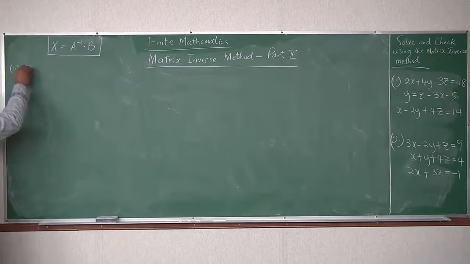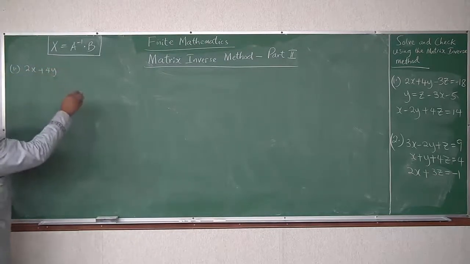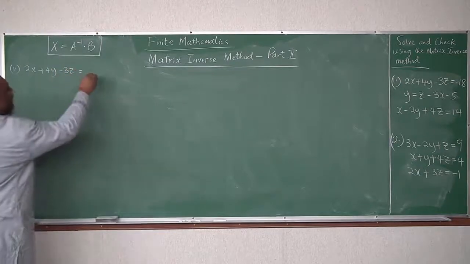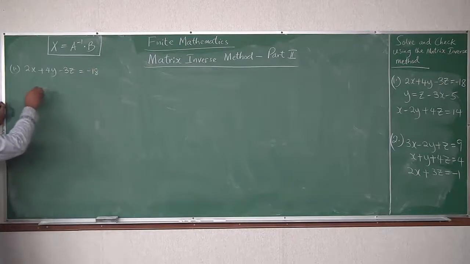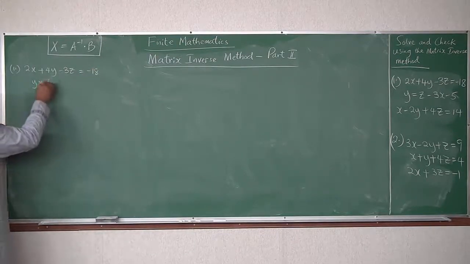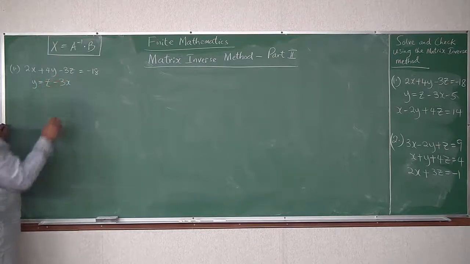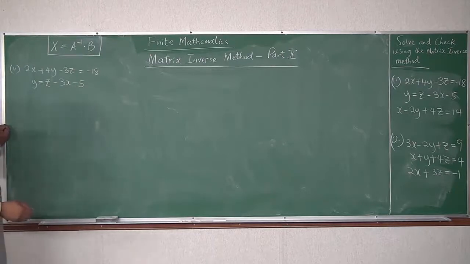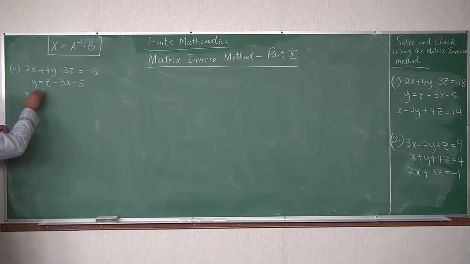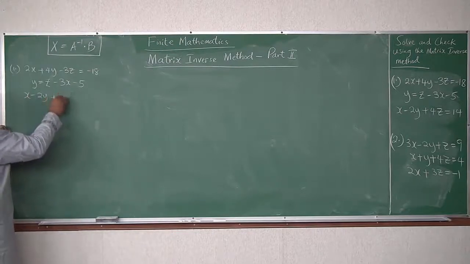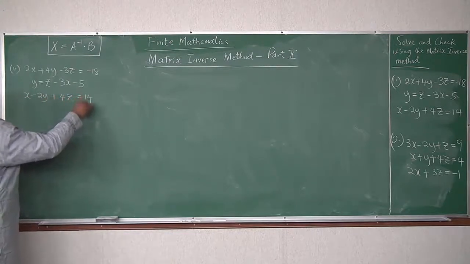Question 1, you have 2x plus 4y minus 3z is equal to negative 18. Then equation 2, you have y equal to z minus 3x minus 5. And equation 3, you have x minus 2y plus 4z equal to 14.